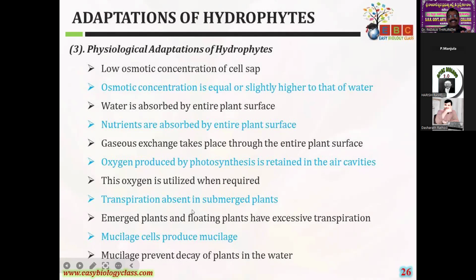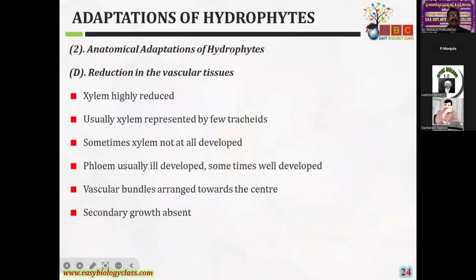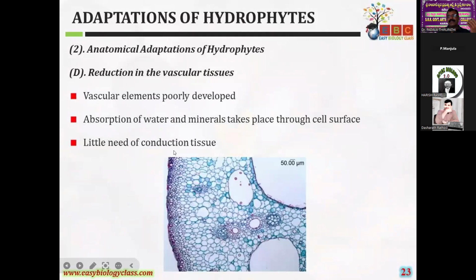Transpiration is absent in submerged plants, while emergent plants and floating plants have excessive transpiration. Mucilage cells are produced, and the main function of mucilage is to prevent the decay of the plants in the water. So this is about the physiological adaptations of hydrophytes. When we observe the ecological adaptations of hydrophytes, we mainly observe the presence of air chambers, reduced mechanical tissue, and poorly developed vascular tissue.